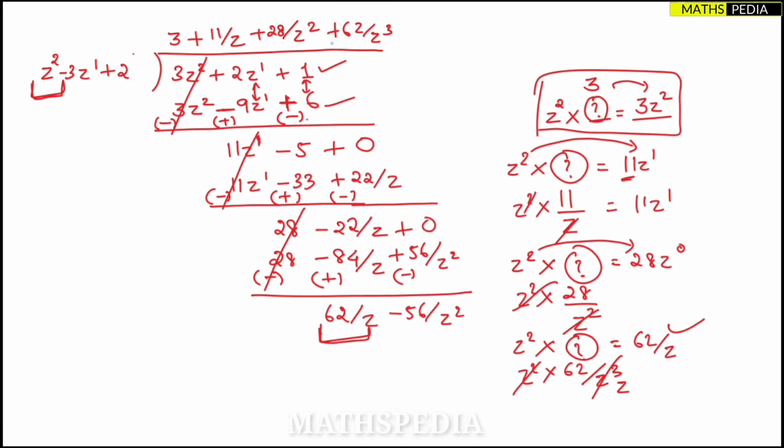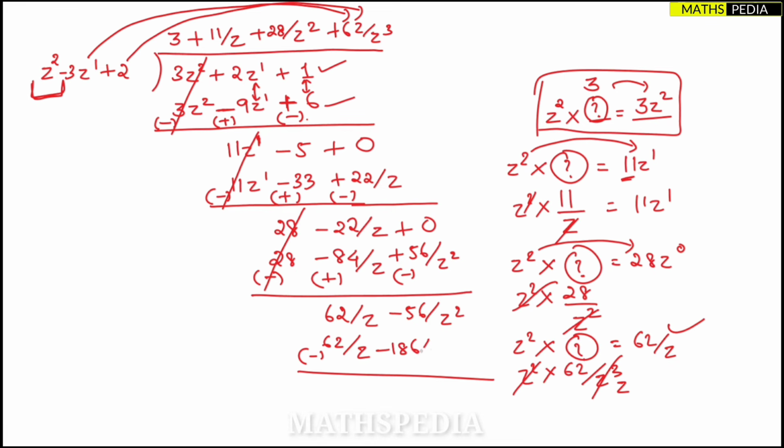See, as I said before, the pattern is the same. Pattern you can observe, right? So here I can write it as 62 by z cube. Oh, other terms also you should write. So minus 3z into 62 by z cube you have to do, and 2 into this thing you have to do. Okay, so it will be minus 186 by z power 2 plus 124 by z cube.